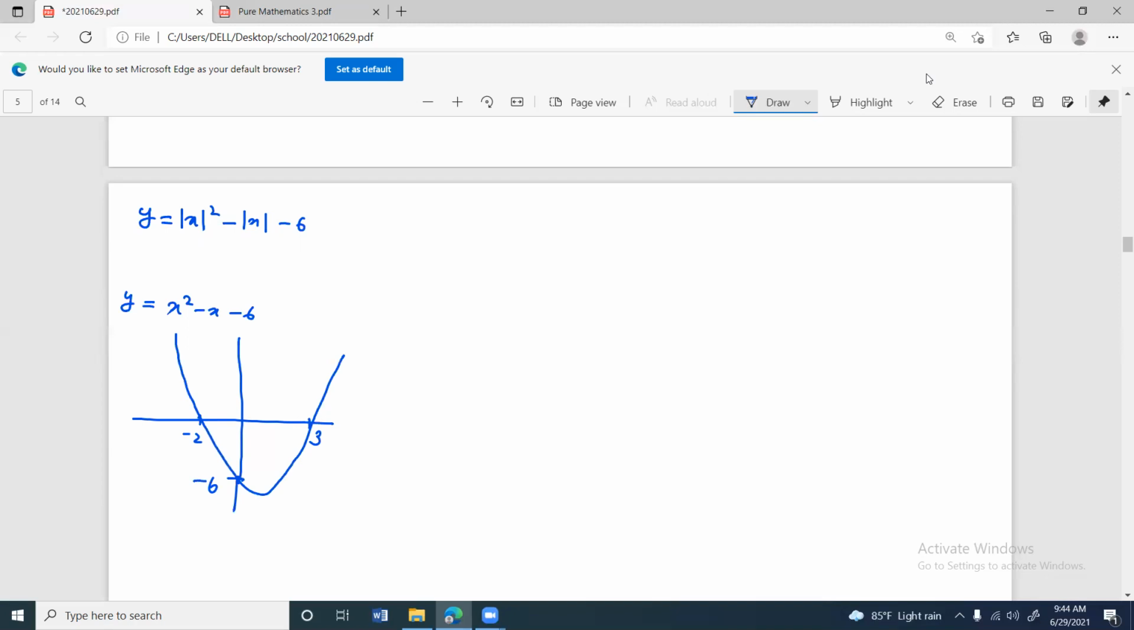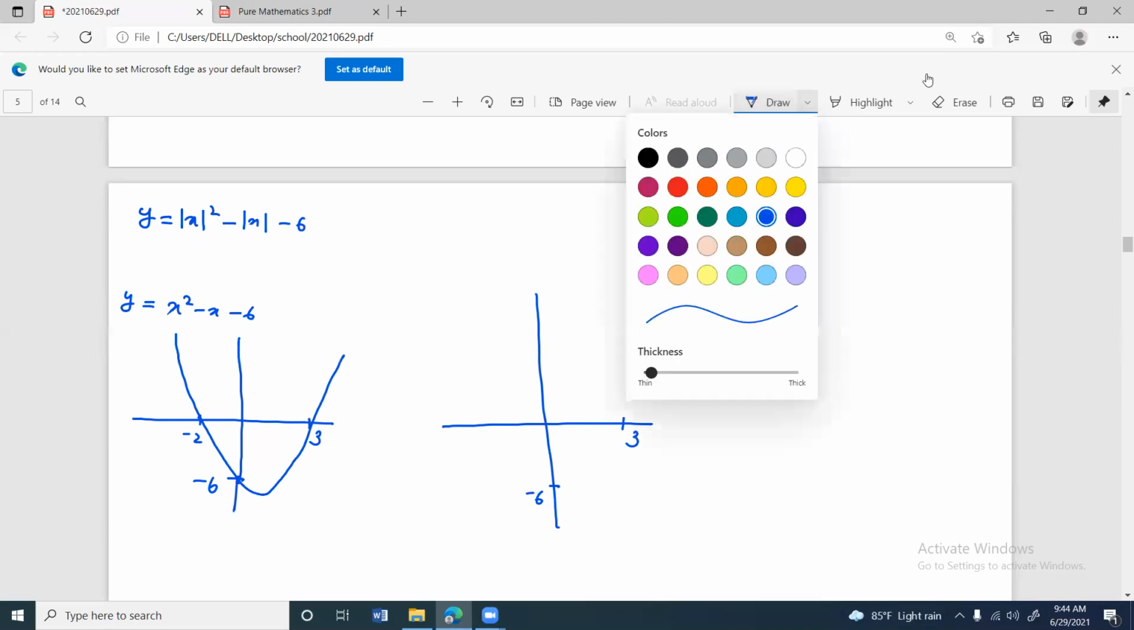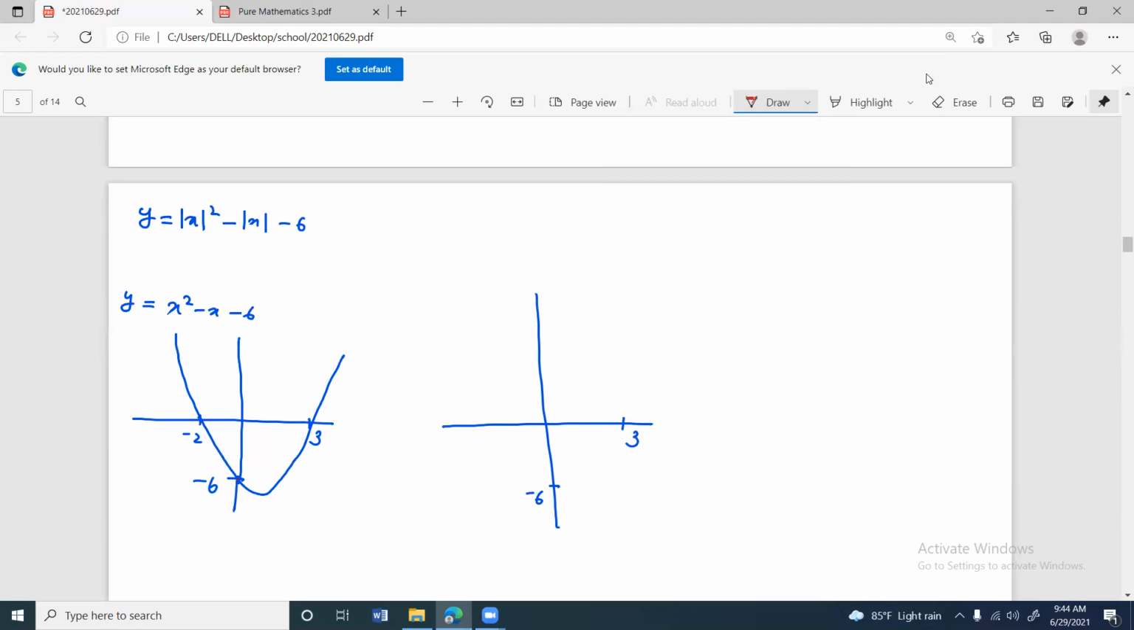Then when you draw this graph, 3 and minus 6, this part of the graph should be erased. Others were just fine. So you can draw it like this. And the same thing should be reflected from the y-axis. It's a graph like this. That's a way of drawing this graph, right?